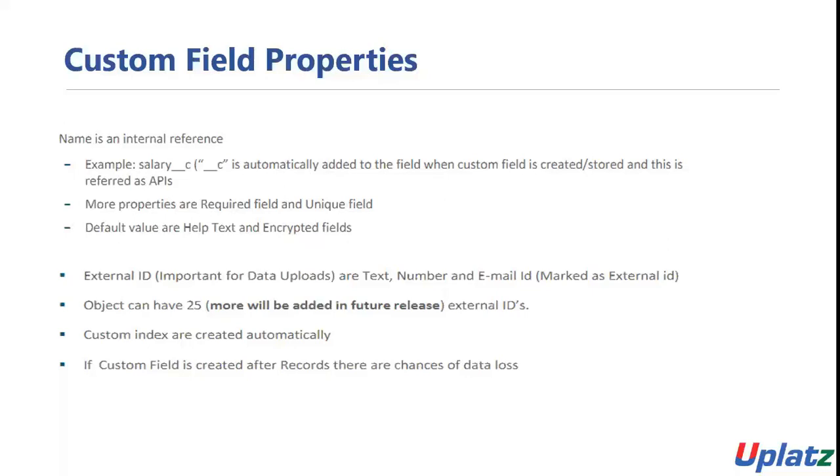External ID is used when we are uploading data with the data loader or we are using data integration. Objects can have 25 external IDs. More will be added in future releases. Custom indexes are created automatically. If a custom field is created after records, there are chances of data loss. We have seen this already in our previous module.